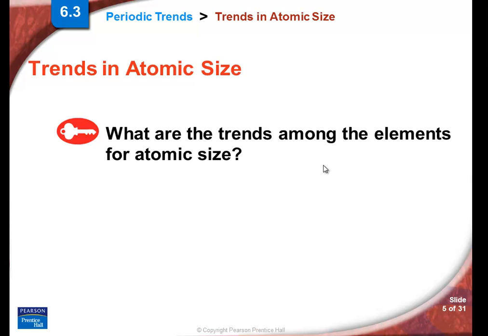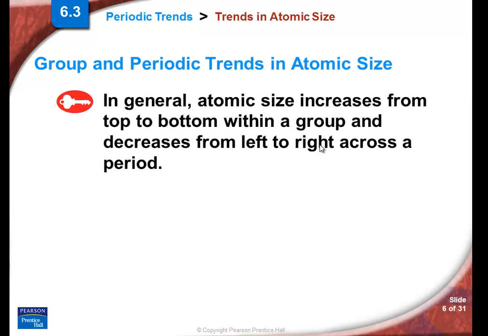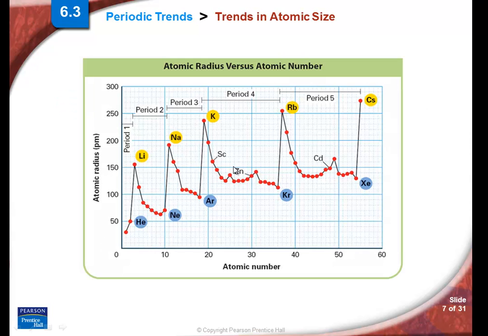Okay, so with that definition in hand, we can go on to the second part of our objective, which is what are some of the trends among the elements in atomic size? If you had to boil this all down to a post-it note, here's what you need to know. As you go from top to bottom within a group or a column, the atomic size increases. And as you go left to right, across a row or a period, atomic size decreases.